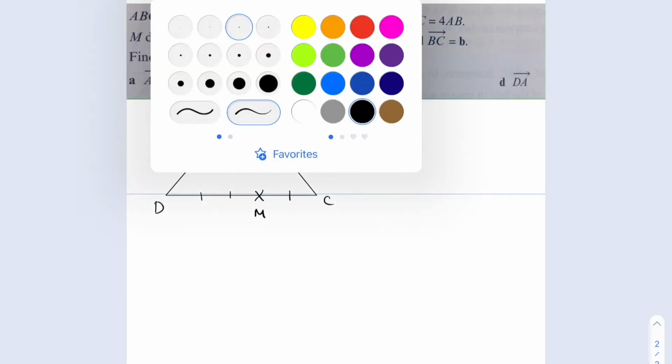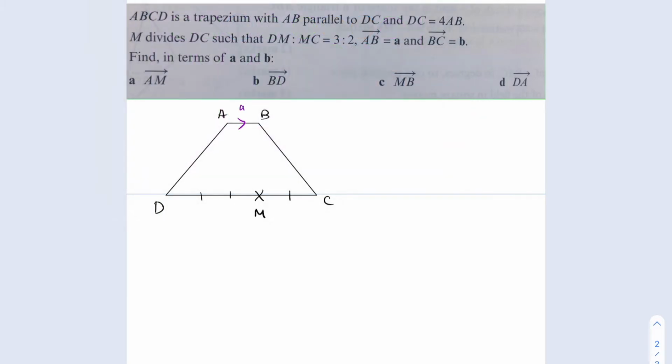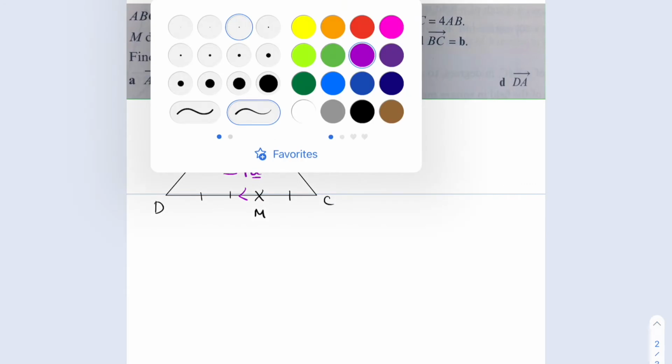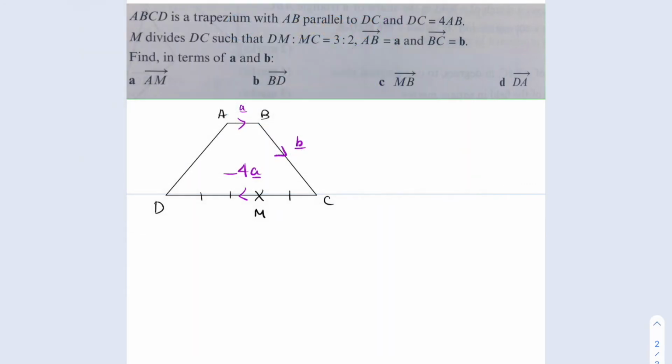A to B is the vector A, so I'm going to do this in another colour for my vectors, and they are directed. So A to B is A, B to C is B, and C to D, so if I go in this direction, it's minus the direction of A, and also 4 times bigger, so it's minus 4A. Okay, that's all the way from C to D. So we can split that up into C to M and M to C if we wish.